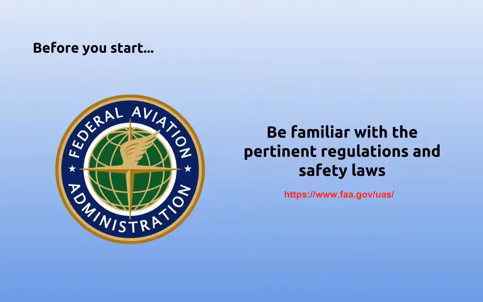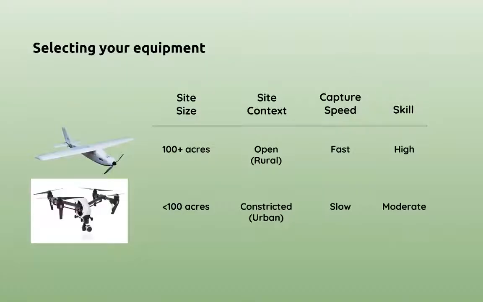All right, so let's set the stage a bit here and talk about the different types of drones that you might work with and why you would select each one. Which drone you're going to use is really going to largely depend on the size of the site and the context of the site. So a fixed wing drone is suitable to use on larger sites that are in an area that's relatively open, typically something rural, but large suburban areas as well.